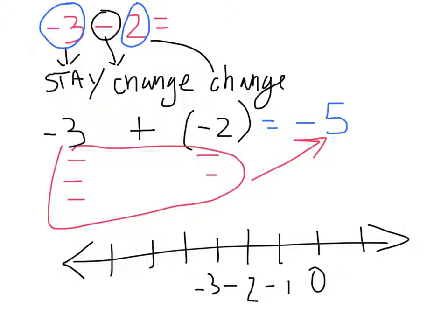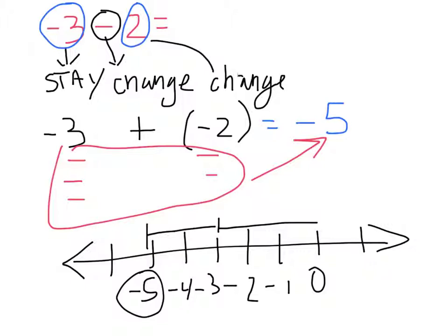The first integer was negative 3, so we're going to go to negative 3. The second integer we've got to combine with is negative again, so we're going to end up at negative 5. So every time you do it, there's 3 methods. Whenever you have a subtraction problem, the most important thing to do is to convert it to an addition problem by state change change. Once you state change change, it turns into an addition problem, then it's easy to do.